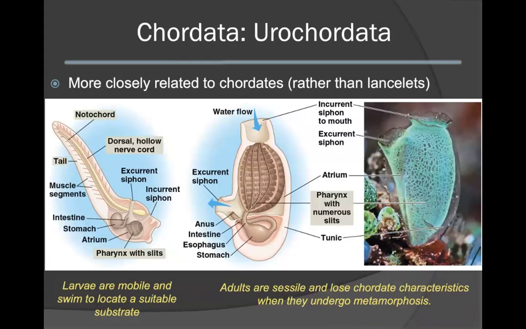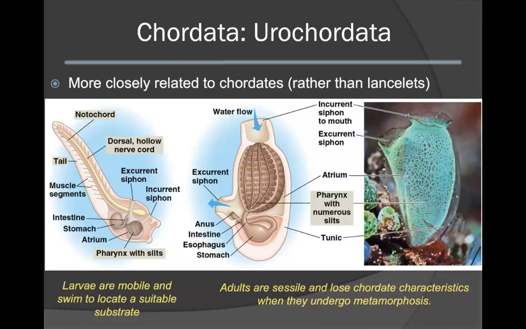The urochordates are unique as their adult structure resembles porphyras or sponges. However, if we examine their larval form, we can see the presence of a notochord, tail, dorsal hollow nerve cord, as well as a pharynx that contains slits, thus confirming that they are members of the chordate group.